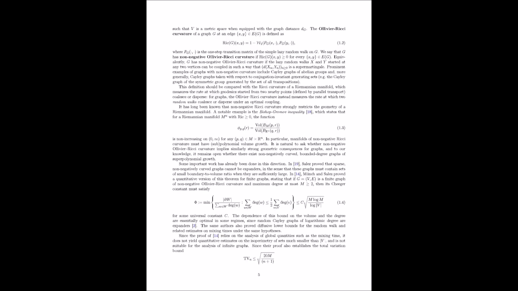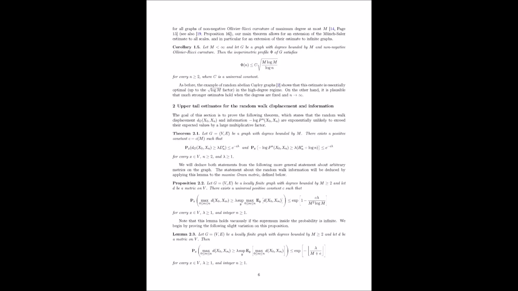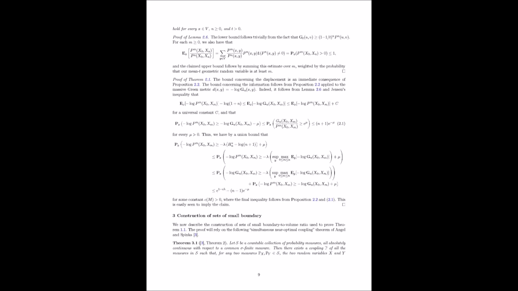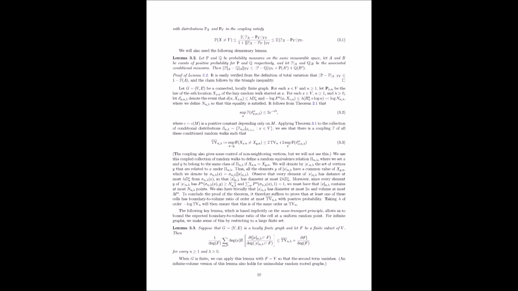Me too. Now, the paper also mentions some additional concepts like the massive Green metric. And the mass transport principle. Can you tell us a bit about those and how they relate to this work? Certainly. The massive Green metric is a way to measure distances on a graph based on the probabilities of random walks. Imagine you have a network of roads, and you want to measure the distance between 2 points, not by their physical separation, but by how long it takes a random driver to travel between them. That's analogous to the massive Green metric.